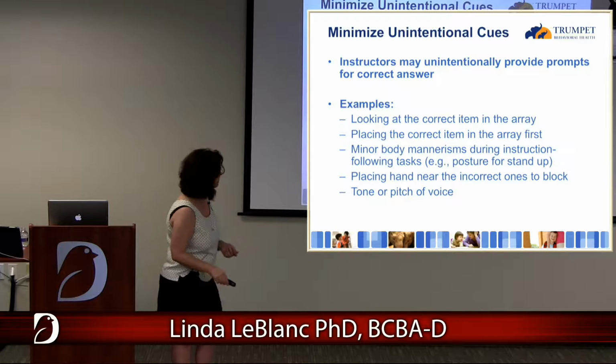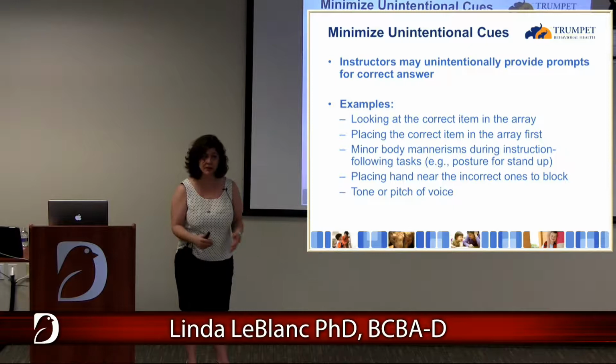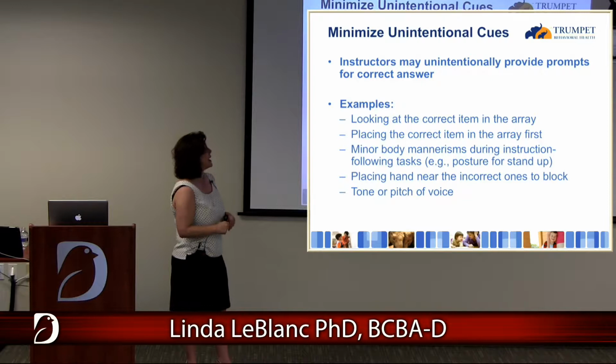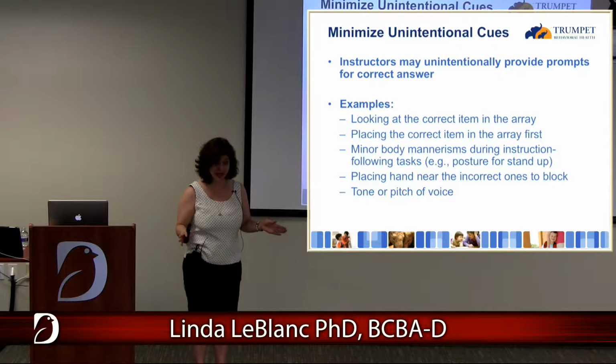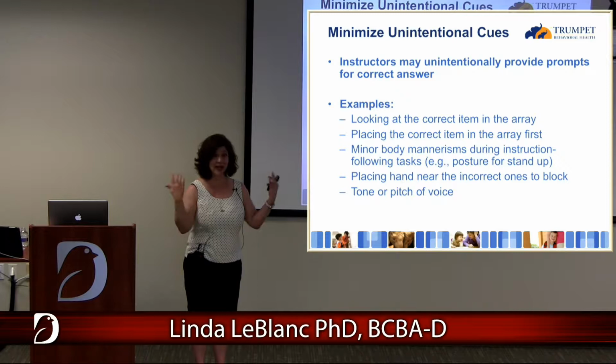So here are some examples, and particularly when you have array-based programs, but also when you have those simple discriminations that are instruction following. One would be looking at the correct item in the array. So that is, you put it down and just give that little, making sure, like, which one was it? It was red. So you look at it, and that visual stimulus of your eye gaze evokes responding. So I just wait until you look at it and then I pick that one. And it can look like, wow, this learner is really in rapid acquisition. They can get it. But in fact, you saying red, blue, green is irrelevant to their responding. It's not a discriminative stimulus. Your eye gaze becomes a discriminative stimulus.